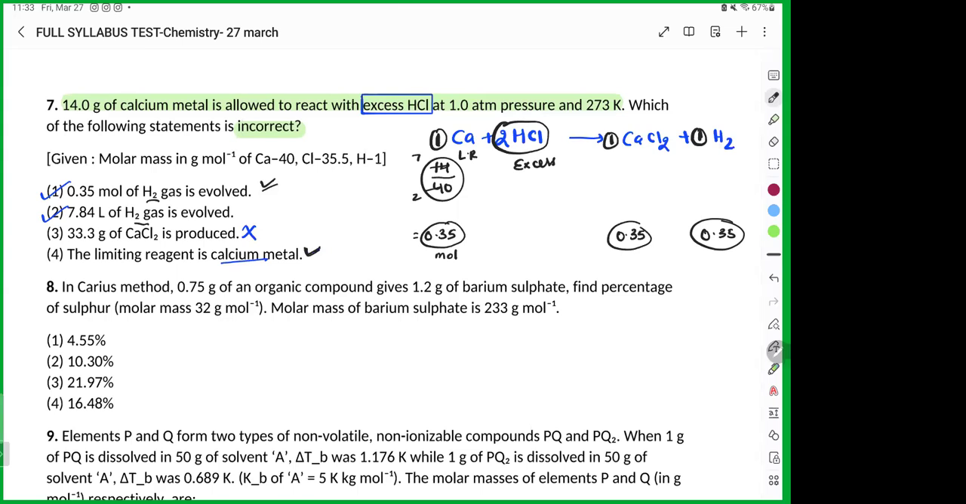Third, you have to check hydrogen gas. Hydrogen gas, if you calculate, number of mole is equal to given volume by 22.4 liter, and given mole is 0.35. If you multiply, your answer will be 7.84. And if you get this answer correct, no need to calculate third. That will be the wrong answer.